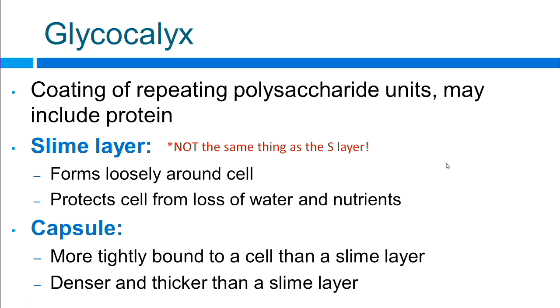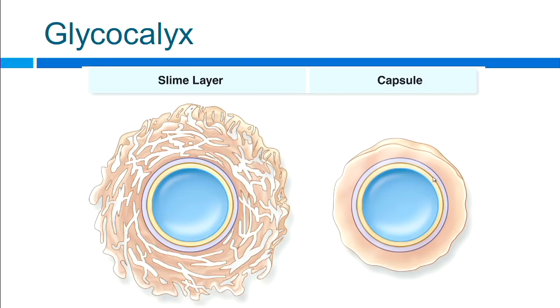Okay, there's 2 different types of glycocalyx. You can have the slime layer or you can have the capsule. You're not going to have both. So the slime layer, be careful. That is not the S layer. Those are 2 different things. You're going to have one or the other. This is glycocalyx, which is basically your big carbohydrates just wrapped around the cell. It's going to prevent water loss, nutrient loss. The capsule is more for protection from things like white blood cells. This is definitely a tighter pack. So this would be slime layer and the capsule.